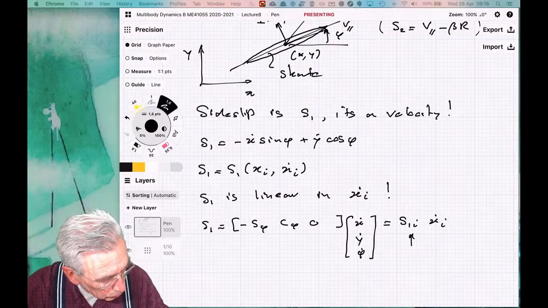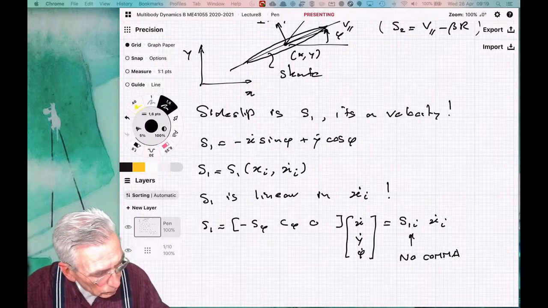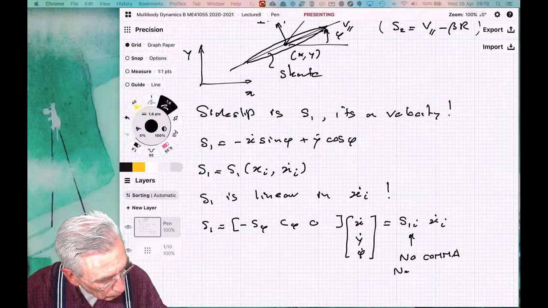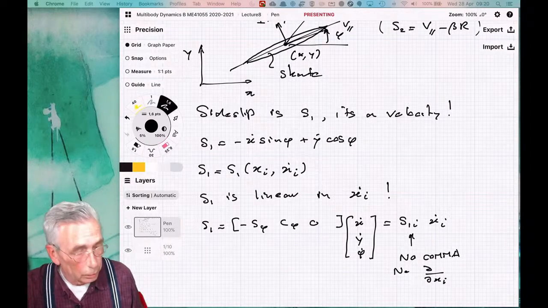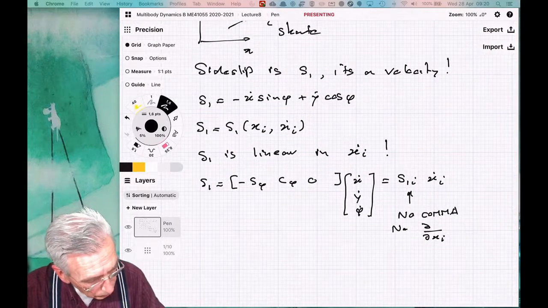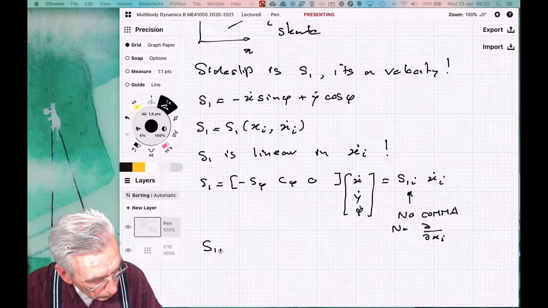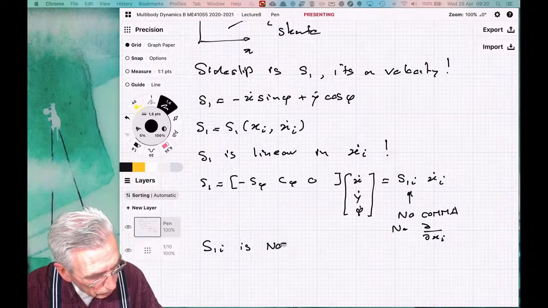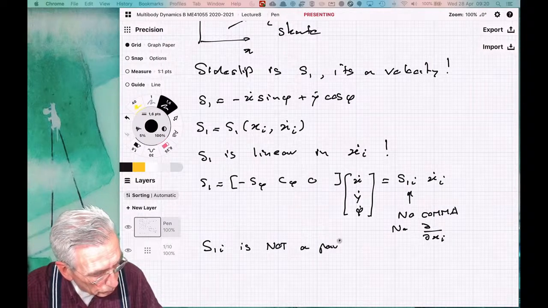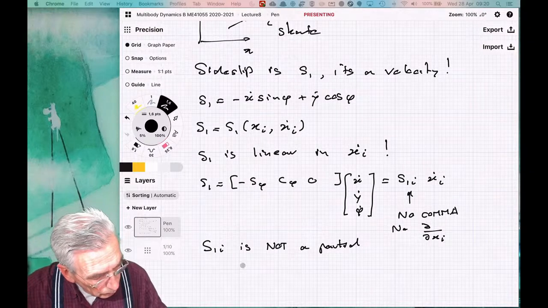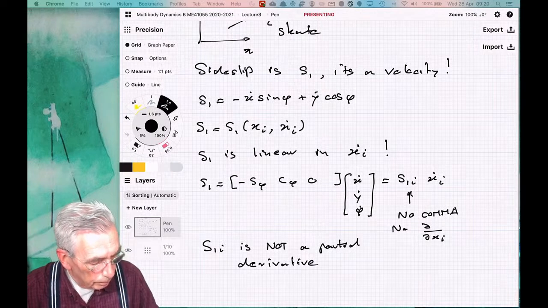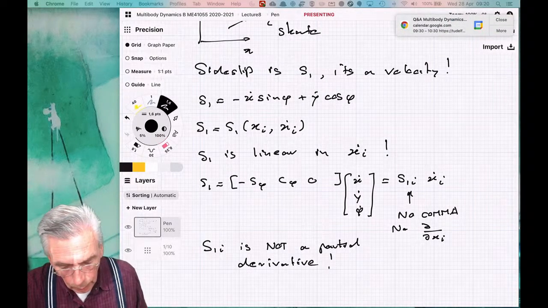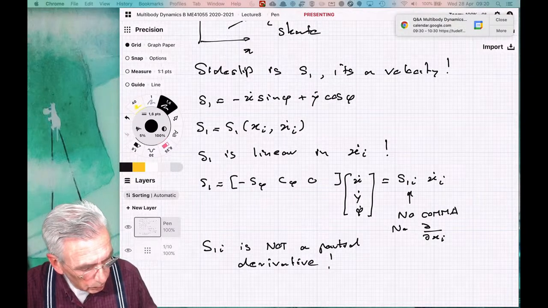But note, there is no comma, meaning there is no dxi. It's not a partial derivative. Or let me say that again. S1I is not a partial derivative. I will get to that in a second.